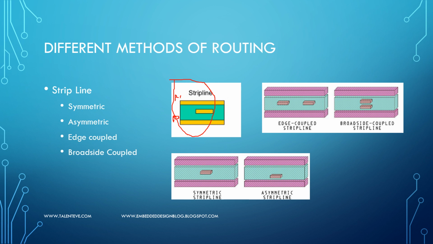There is one more topology in the strip line itself, which is called the symmetric strip line or the asymmetric strip line. A symmetric strip line is nothing but the inner signal, whatever is routed, being equidistant from the two dielectrics above and below this strip line. Now an asymmetric strip line is the case where the routing is not symmetrical. So you can see the difference.